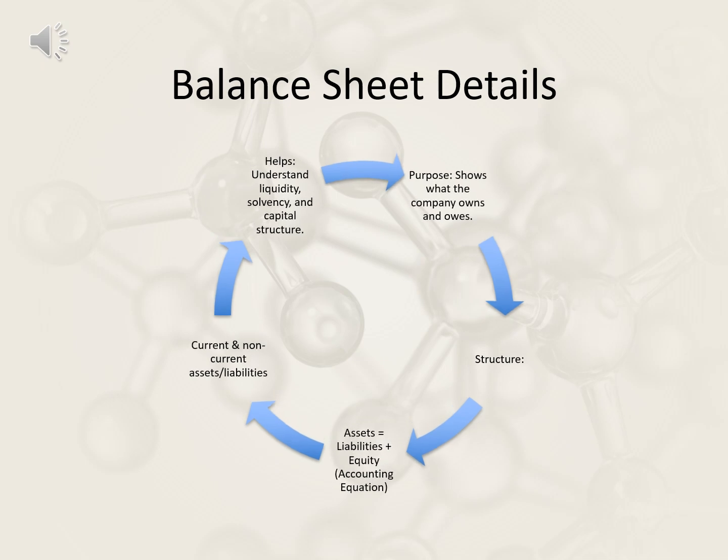The balance sheet shows what a company owns and owes. It follows the accounting equation: assets equal liabilities plus equity. It lists current and non-current assets and liabilities, helping us understand liquidity, solvency, and the company's overall capital structure.